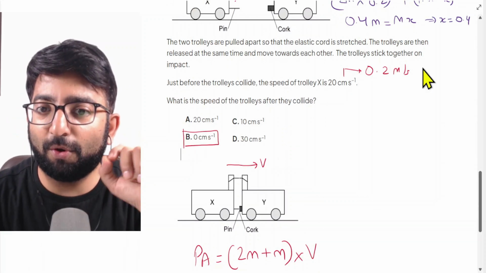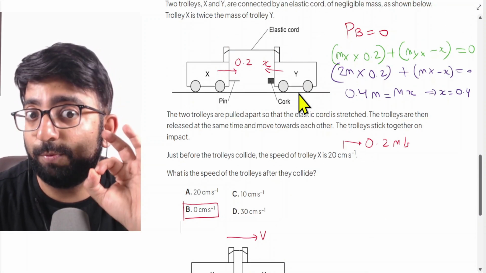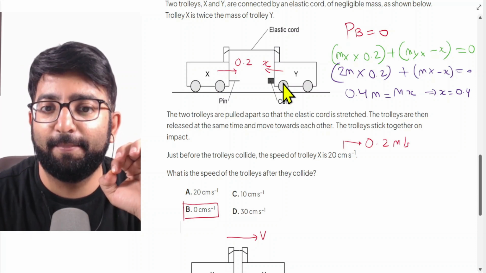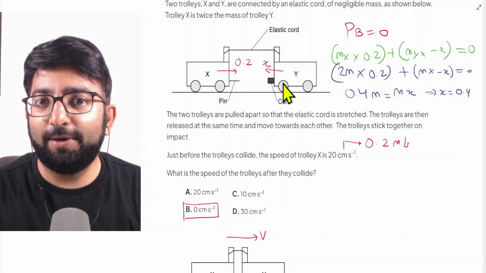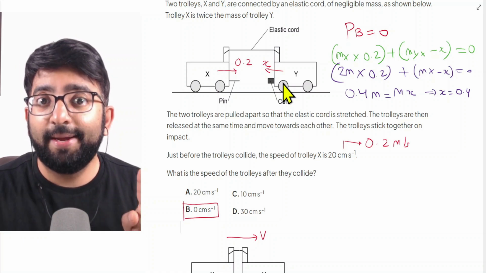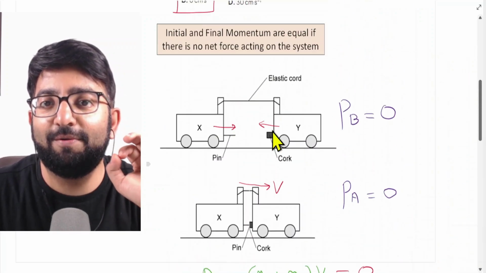So in this approach, although we had found out the velocity of trolley Y just before the impact, it was really not necessary to be doing that. I explained that just for the sake of understanding the law of conservation of momentum. In an exam scenario, it is method one, which is the shortest and the smartest way to solve this question.